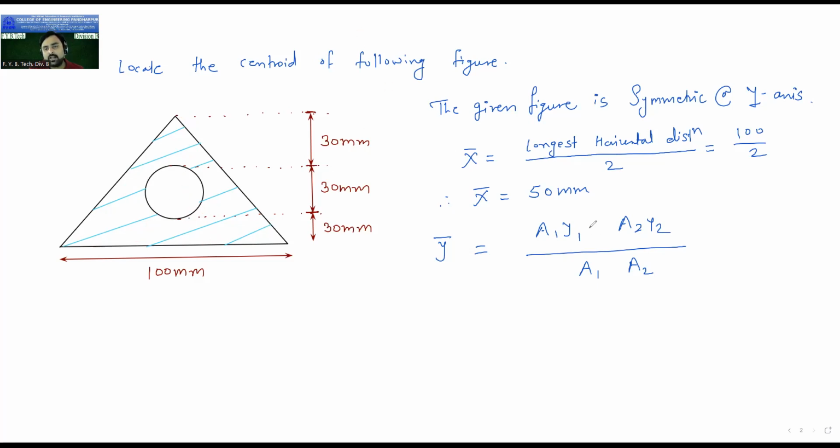So it is deducted. That is why this formula will be minus. Okay, a1 y1 minus a2 y2 divided by a1 plus a2.